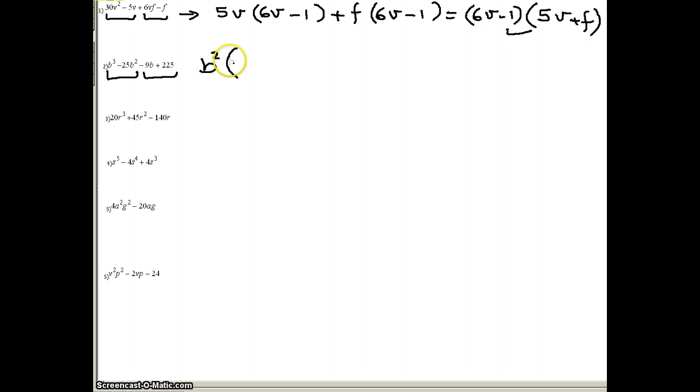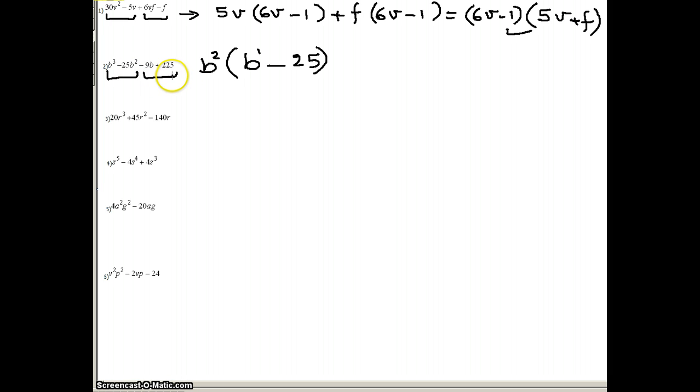What's the number you multiply by b squared to give you b cubed? That's b to the power 1, because 1 plus 2 is 3. Minus, what's the number you multiply by b squared to give you negative 25b squared? And that's a negative 25. So let's try one more time. b squared times b is b cubed, and b squared times negative 25 is negative 25b squared. Let's move to the next one.